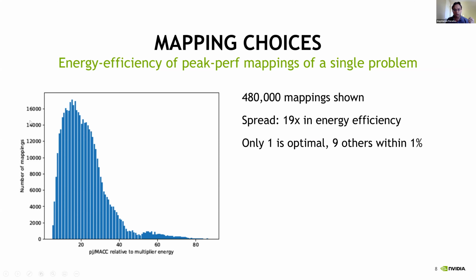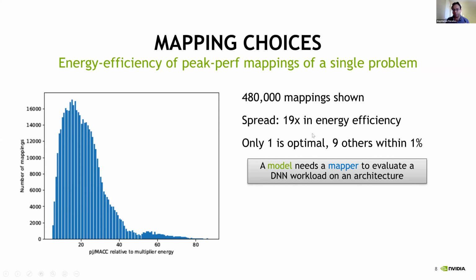And so this is basically a histogram. Okay. And so overall, this picture is capturing 480,000 mappings. The delta between the most efficient mapping, which is on the left-hand side of this chart, to the least efficient mapping, which is on the right-hand side of this chart, is 19x. Okay, and of these, only one actually happens to be optimal. It's one of these in the optimal bucket. And there are 9 other mappings which are within 1% of that optimal mapping. So what you see is that a very, very small number of mappings are actually optimal.